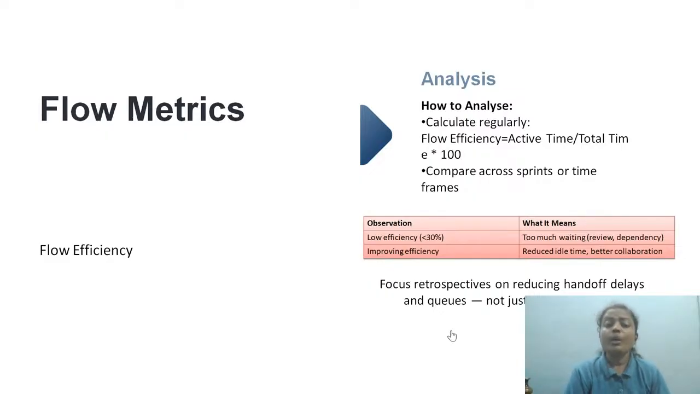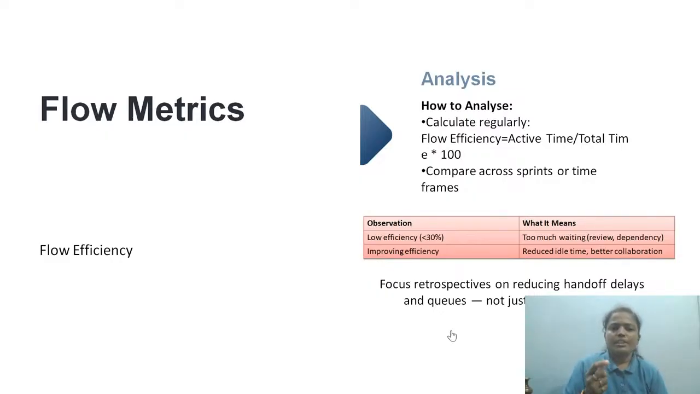Now, low efficiency, like 25% in the previous example I have shown. Too much waiting period, right? Reviews, dependencies, too many disturbances. That's what it says. Rather than working, we are investing more time in the waiting period. Idle time is more than the actual active time.